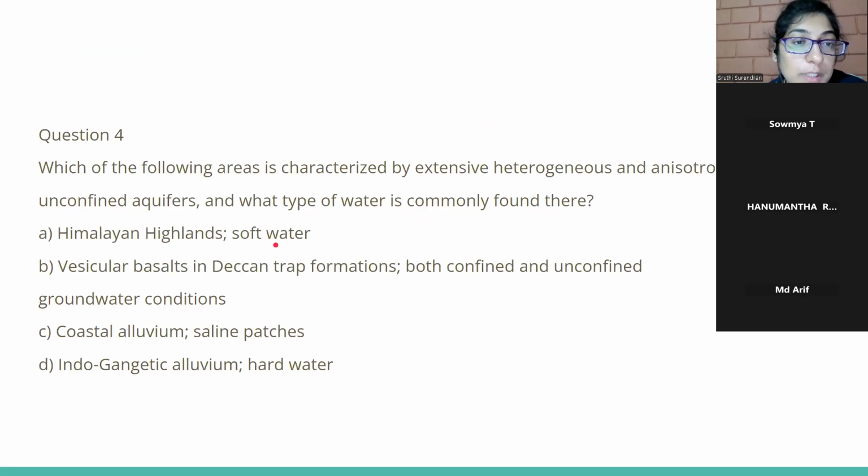Which of the following areas is characterized by extensive heterogeneous and anisotropic unconfined aquifers? What type of water is commonly found there? In your lecture series, there is a portion that covers the type of aquifers and the type of water in various areas in India. We had discussed it. It will be there in the problem solving session of week 2, as well as in the lecture notes and the questions that are being discussed now. So, please be familiar with all those regions.